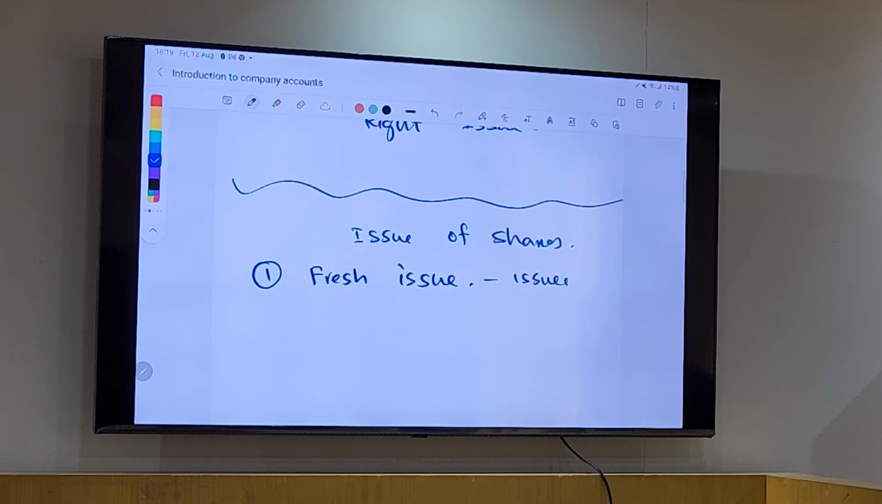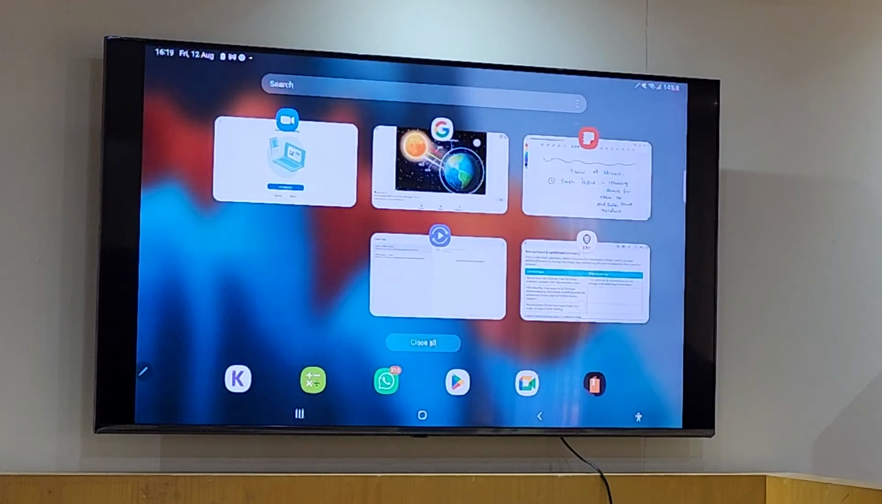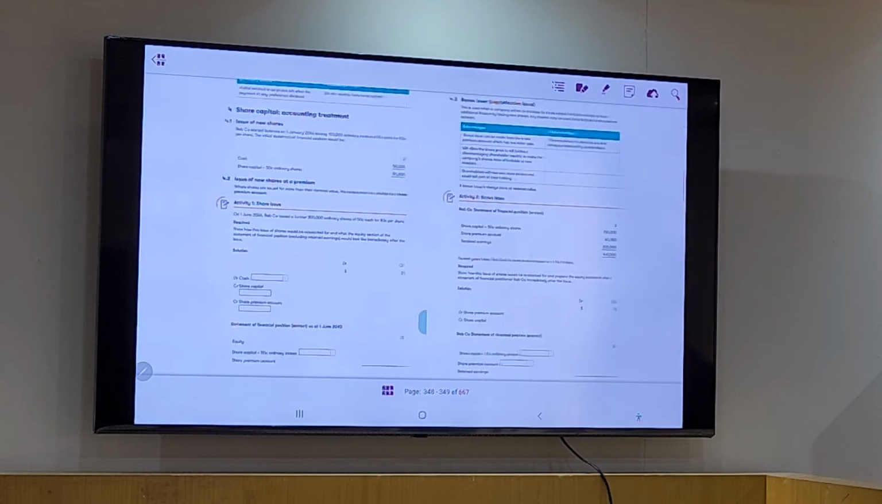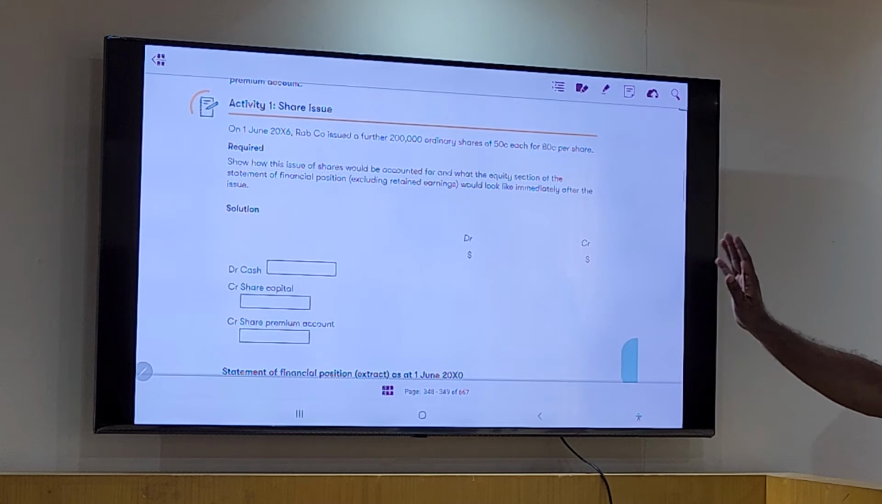Issuing shares for cash to outsiders, like what we did in this example. This is fresh issue.